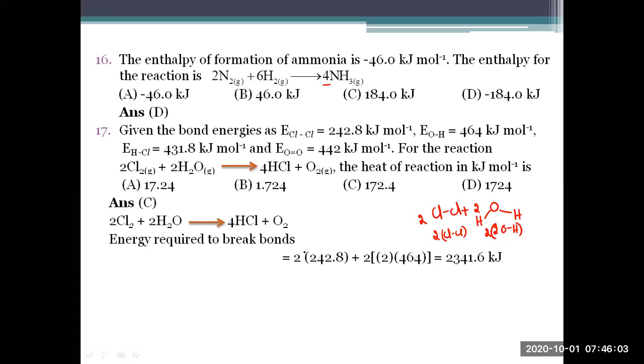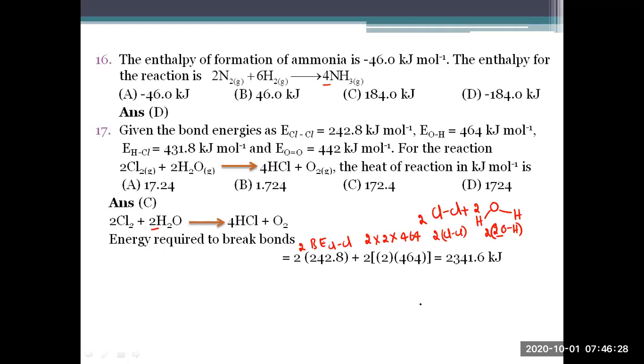Okay, so this is 2 into the bond energy of Cl-Cl, which is 242.2. And 2 into 2, why? Because each water molecule has 2 OH bonds, so there are 2 such water molecules. So 2 into 2, that's why we have written here. OH bond is 460.